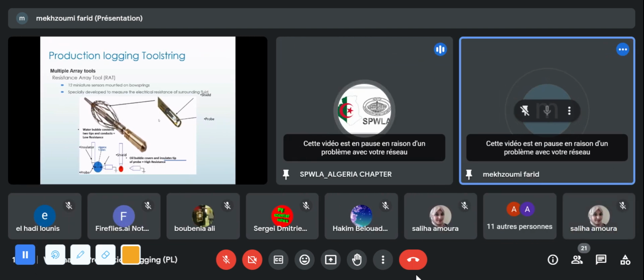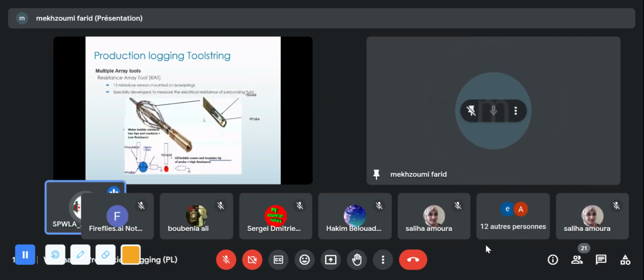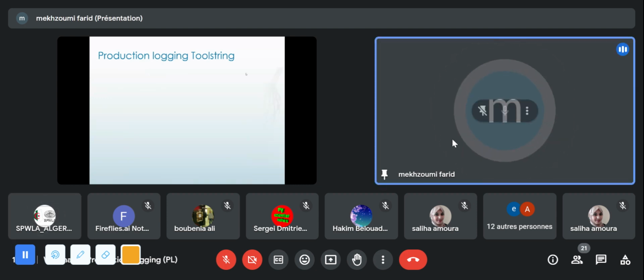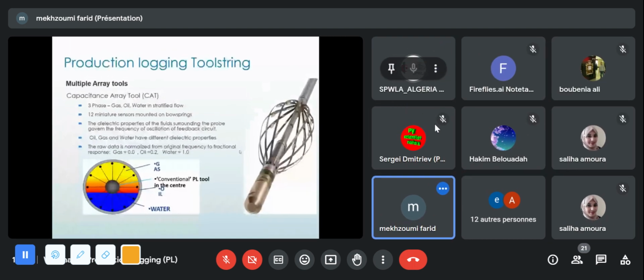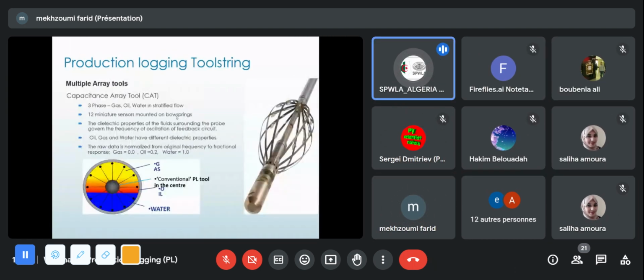I have a question here, if you don't mind. You specified this resistance array tool, and then the capacitance array tool. One is measuring capacitance. What are the limitations of these tools?